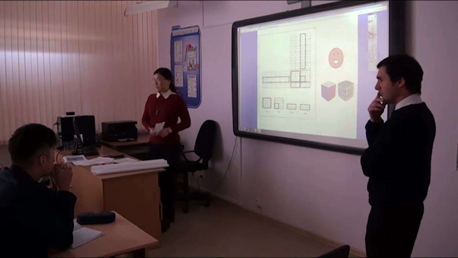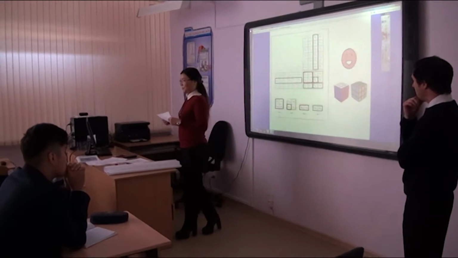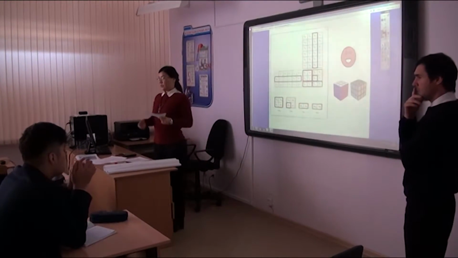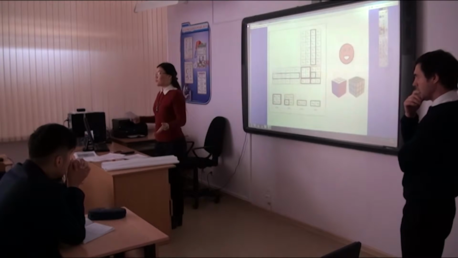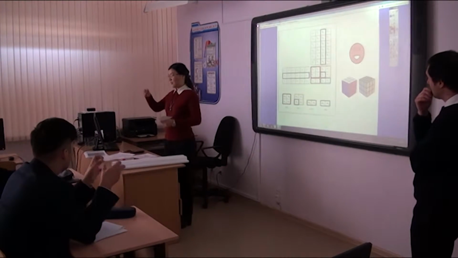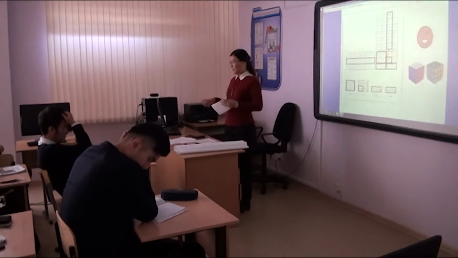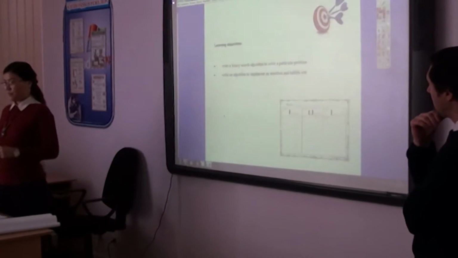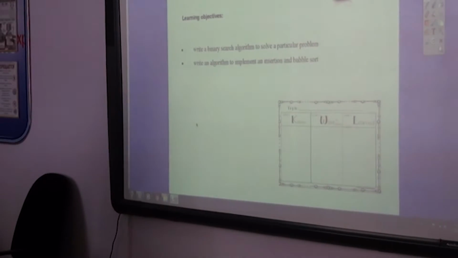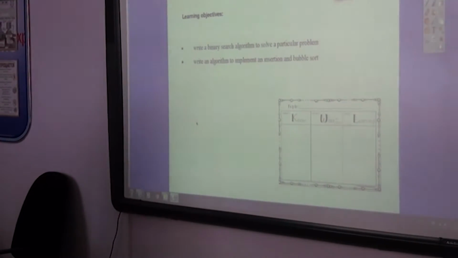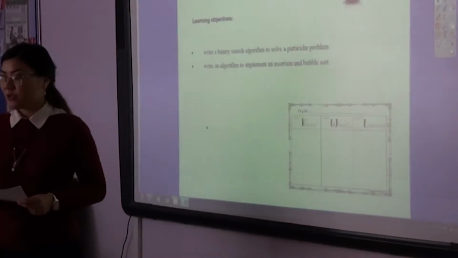Yeah, you used some kind of algorithm. What did you have to do with this cube? Like changing the places of the colors. Have to collect all the same colors. Yes, it means you had to sort. So today we're going to continue sorting and the binary search algorithm to solve a particular problem. Write an algorithm to implement an insertion and the bubble sort.